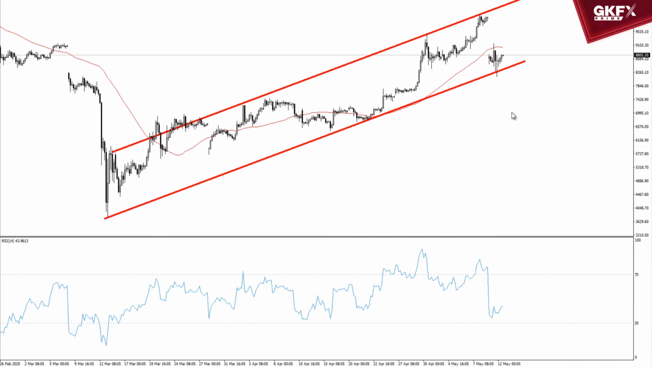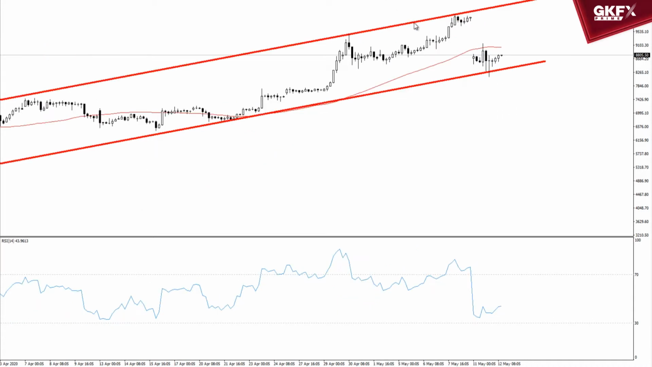But the important thing for the moment, at least, is that we've rejected this upward sloping channel. So we had a little false break below it, a test, a false break with a long leg doji, and we've been creeping back above. Obviously things are a little bit tentative at the moment because no one quite knows what the effect of this halving would actually be.